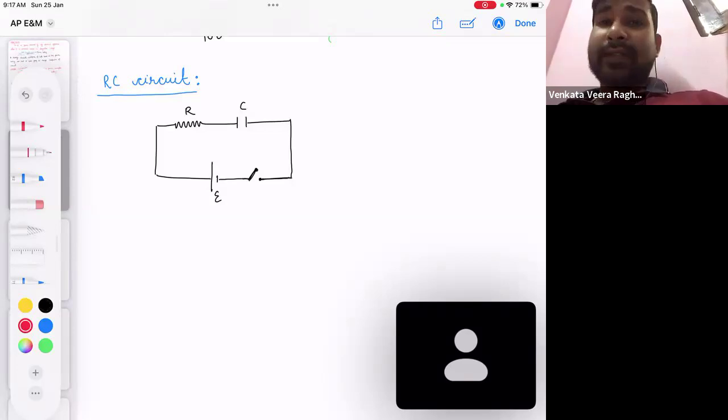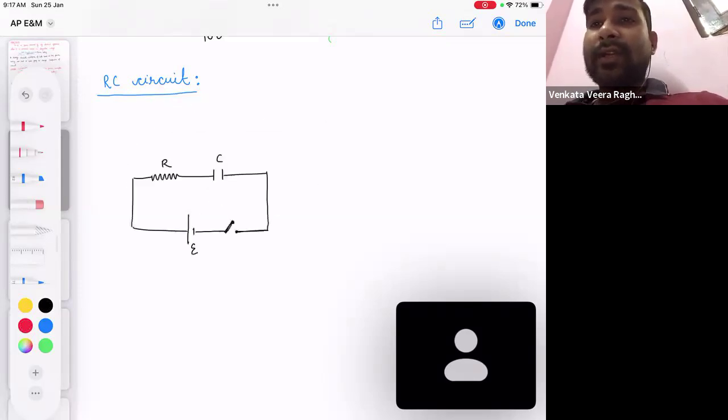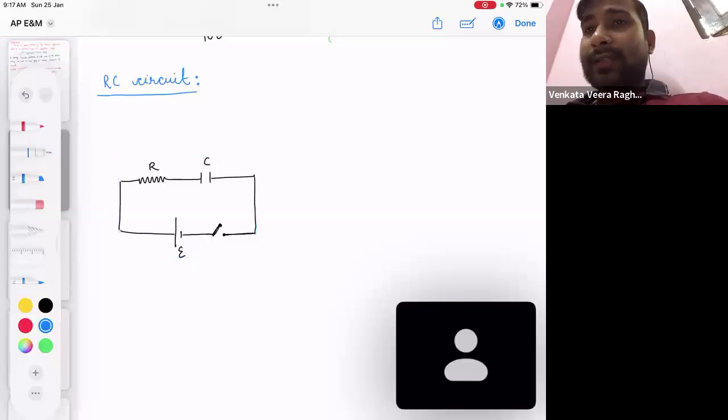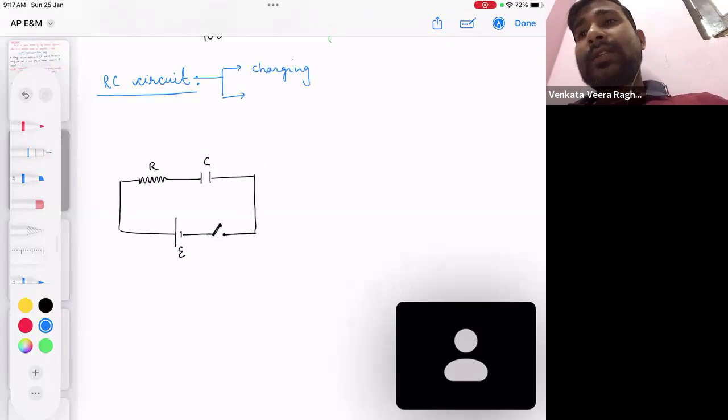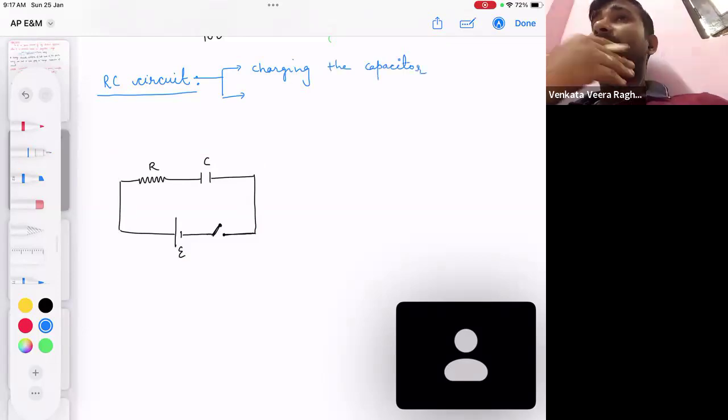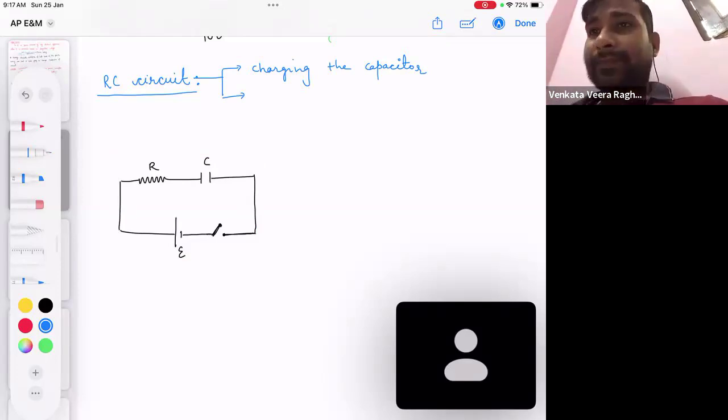So in the RC circuit, there are two types. One is called charging of the capacitor, and the other one is called discharging. Charging the capacitor: if initially there is no charge on the capacitor and you connect it with the help of a battery, then gradually the capacitor will acquire the charge. That is called charging the capacitor.